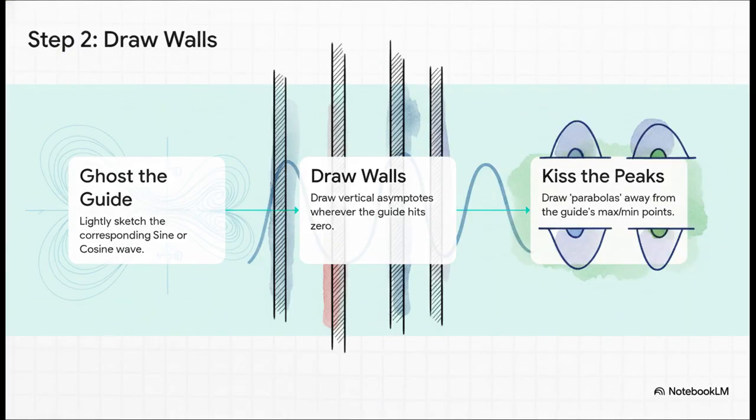Okay, step 2, draw walls. Now let's think for a second. If secant is 1 over cosine, what happens when cosine is 0? Well, you'd be dividing by 0, and we all know you can't do that, right? It's undefined. And on a graph, undefined is just a fancy word for a vertical asymptote. So here's what you do. Everywhere your guide graph, your sine or cosine, hits that x-axis, you draw a vertical line, a wall, that your new graph is never, ever allowed to cross.